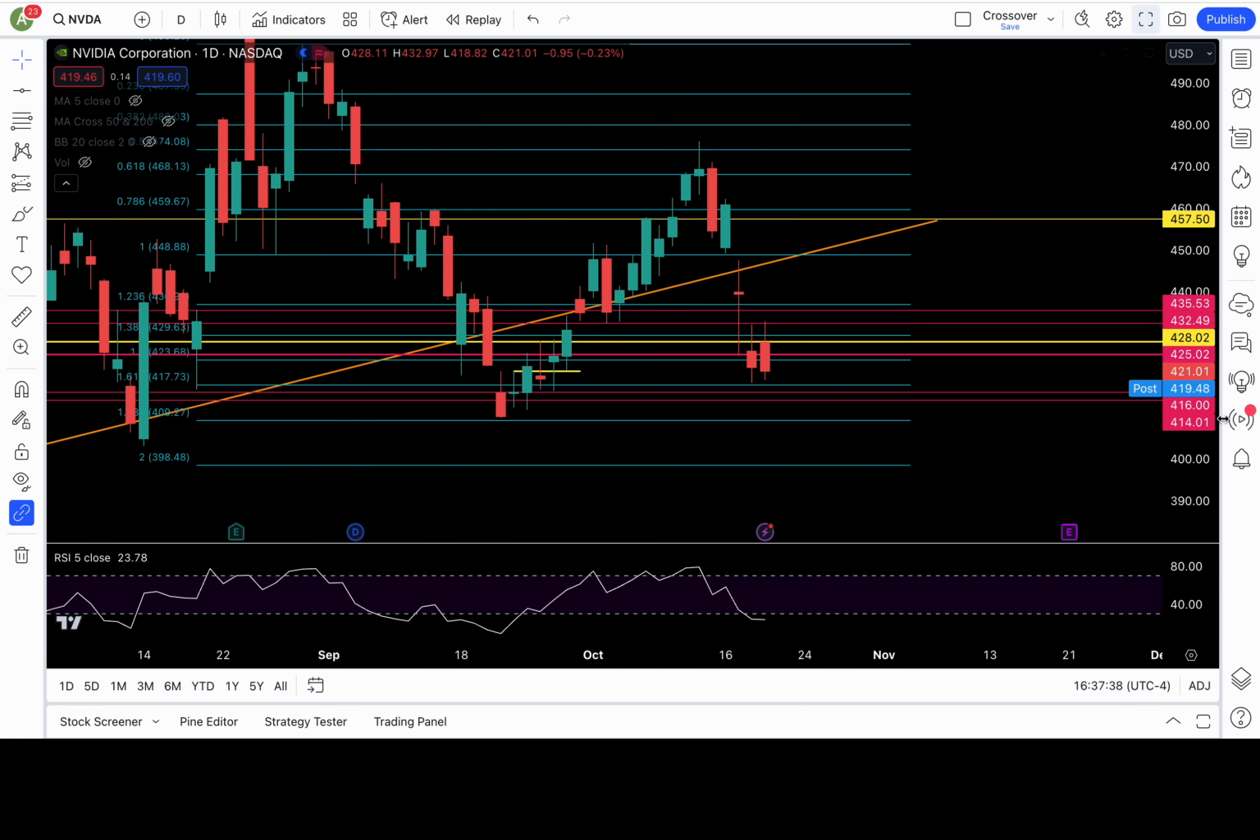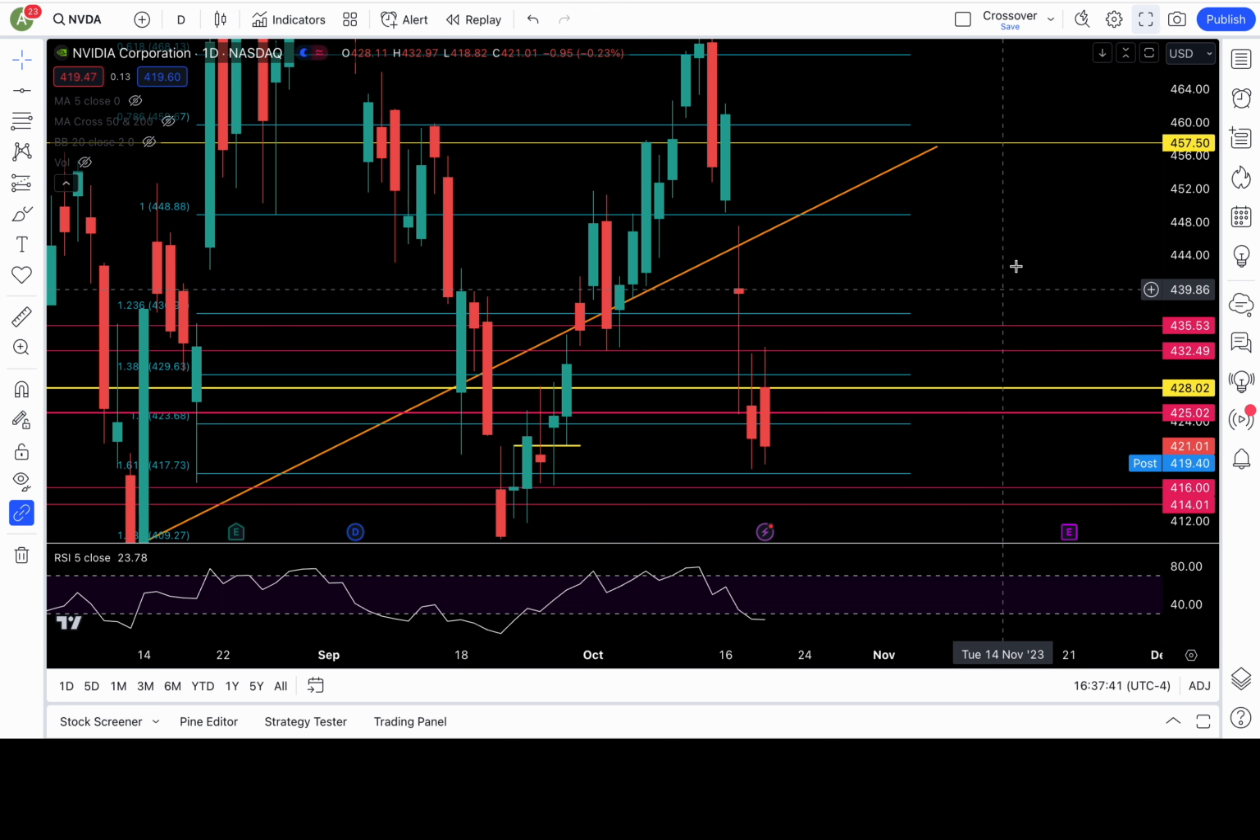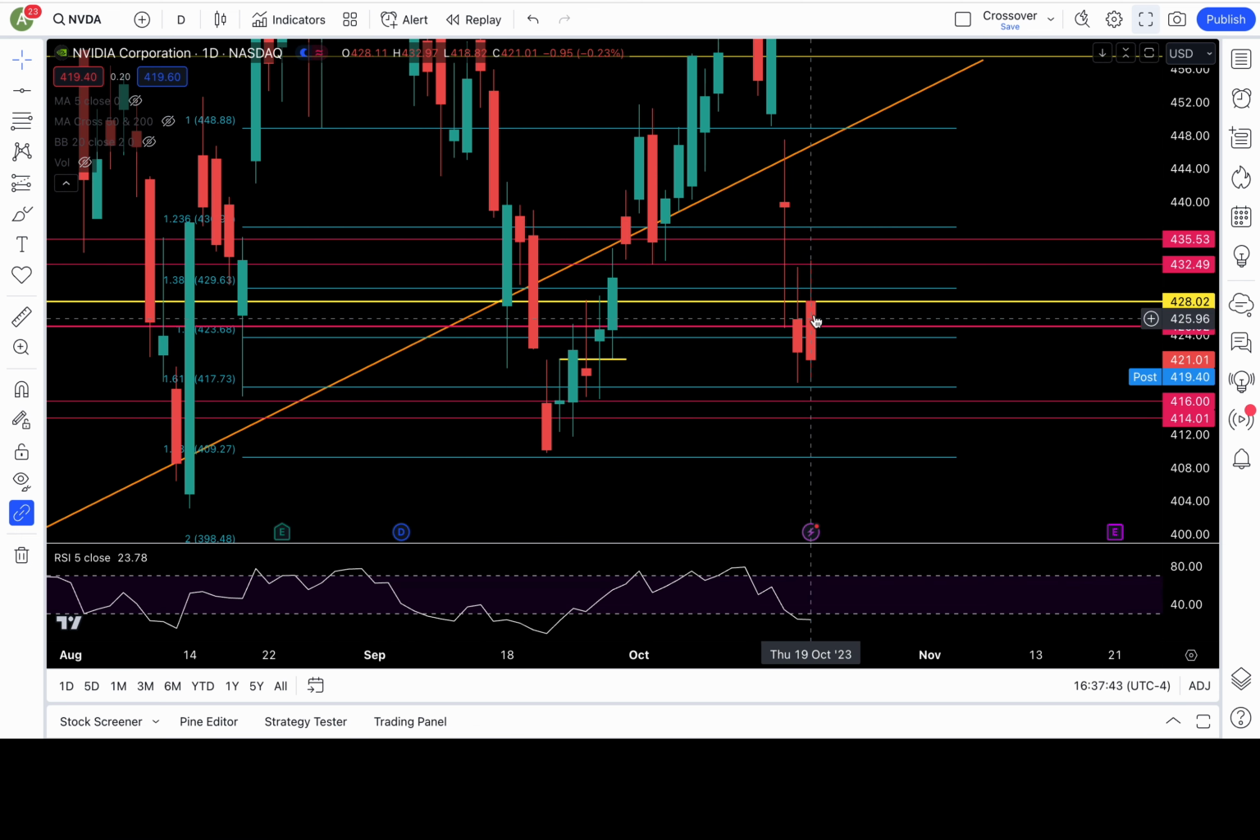NVDA, decent trade setups today. It was pretty choppy in the morning, but it finally broke down some levels. 428, couldn't clear that. Broke down 425. I think I mentioned to you guys, break down 425, 423.6 would be bearish. Today it went as low as 418.8, okay?